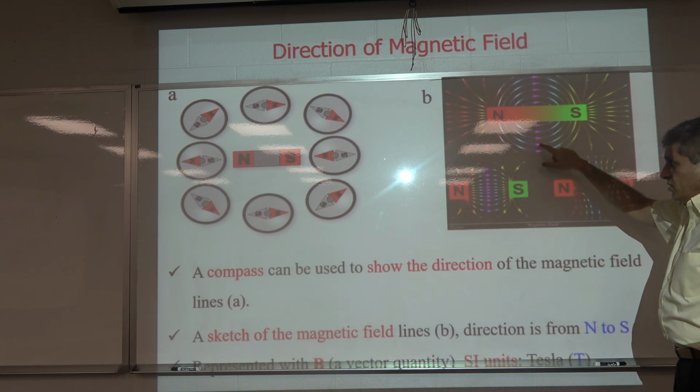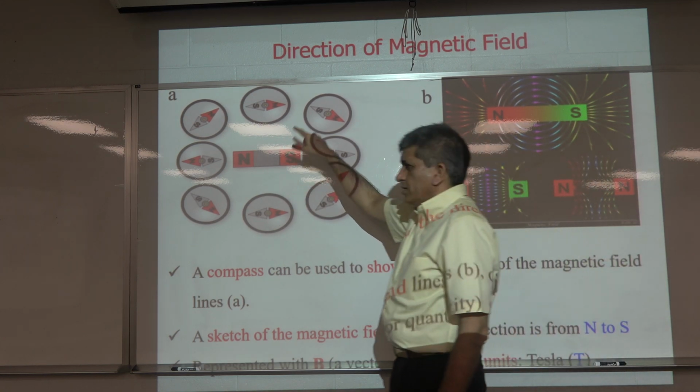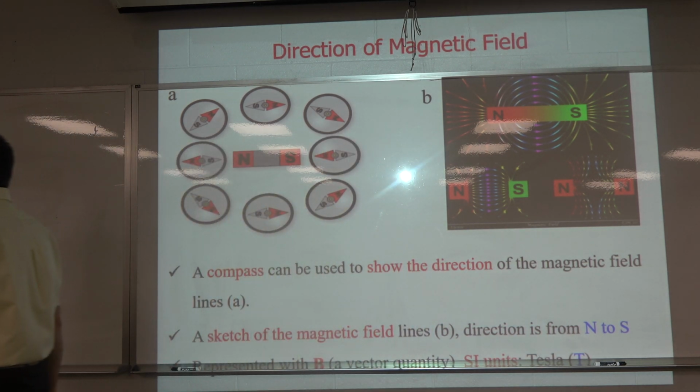Okay. Now we can draw the magnetic field line using the compass needle. That will tell us the direction of the magnetic field, so we can sketch the magnetic field line. As you see in picture B, the direction of the magnetic field line is from north to south.